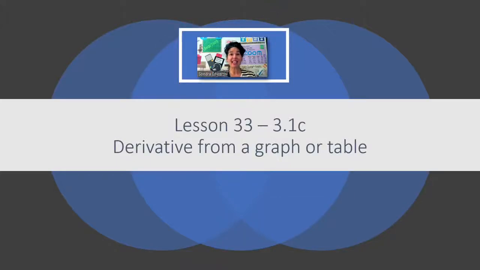Hello, I'm Mrs. Edwards, and today we get to find derivatives from a graph and from a table. But before we do that, I'm going to give you some really strong notational recommendations.